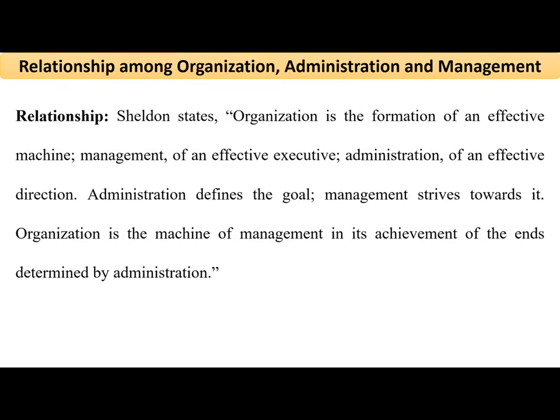Now, what is the relationship? Sheldon states that organization is the formation of an effective machine, management of an effective executive, administration of an effective direction. So administration defines the goal, management strives toward it, and organization is the machine of management in its achievement of the ends determined by administration.